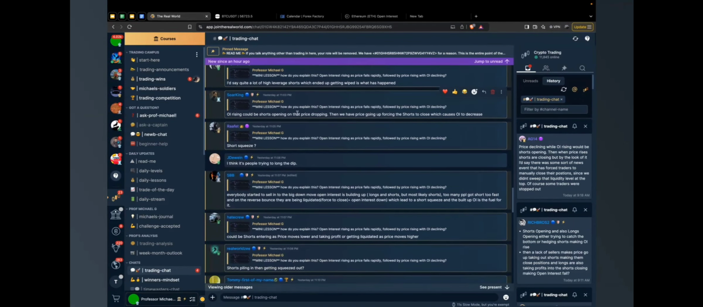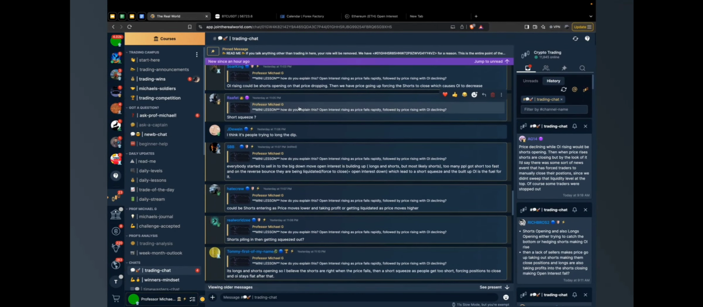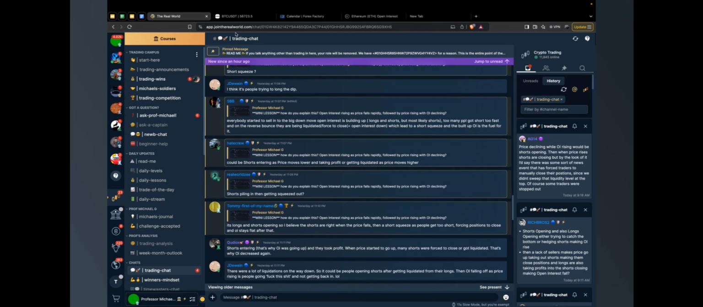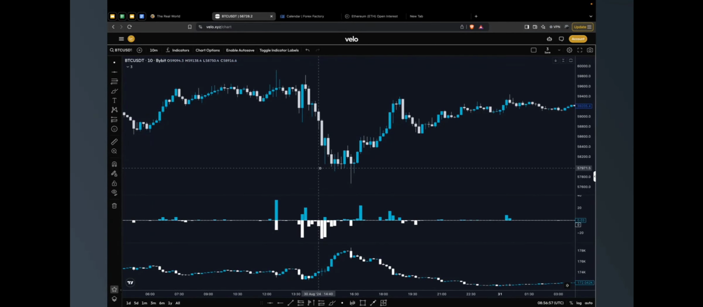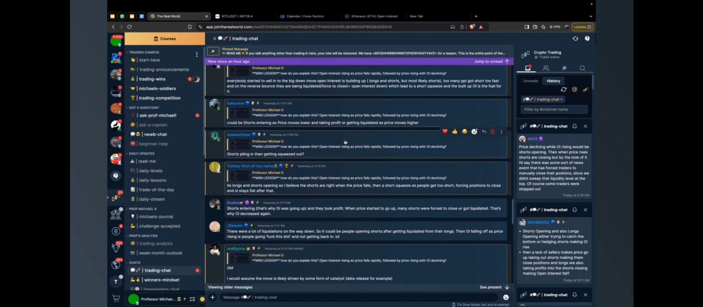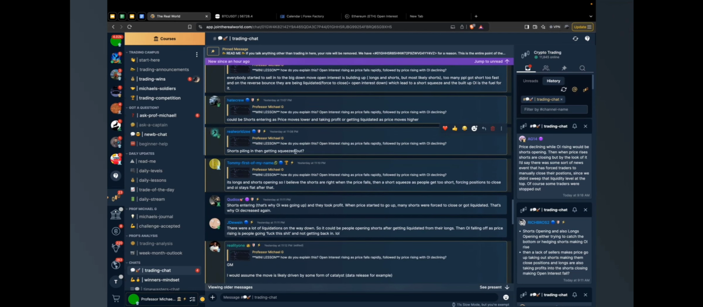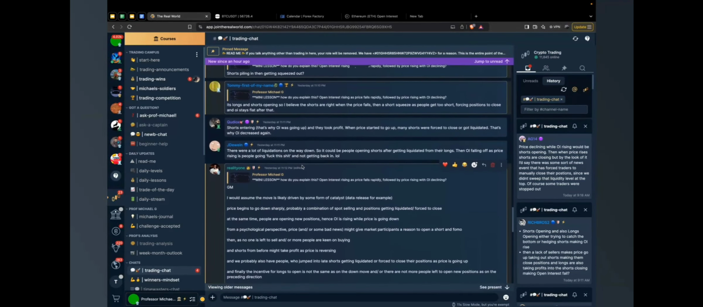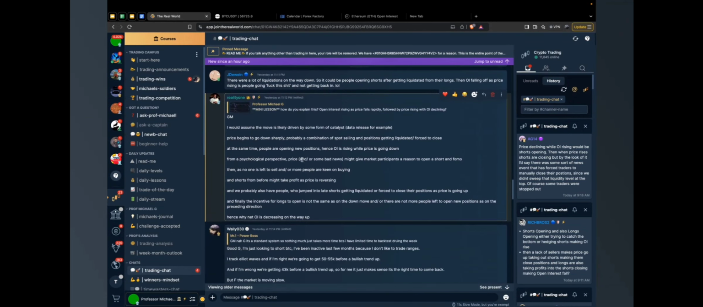High leverage shorts got wiped. Rising could be shorts opening, short squeeze, people trying to long the dip. Another important thing to remember: as it falls, open interest is rising. People are longing this too. The question is who's on the right side and who's on the wrong side. Shorts pile in, get squeezed out. Shorts entering. A lot of liquidations on the way down.